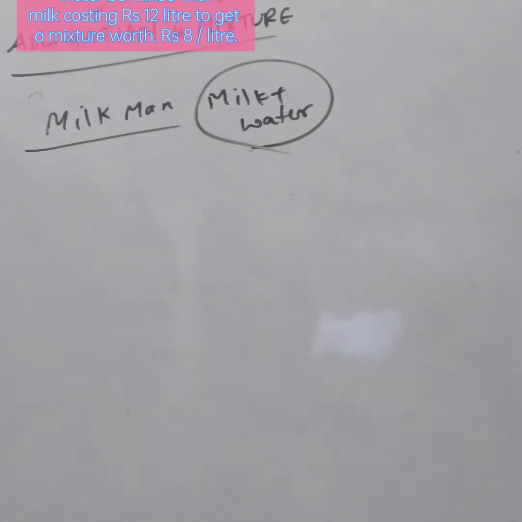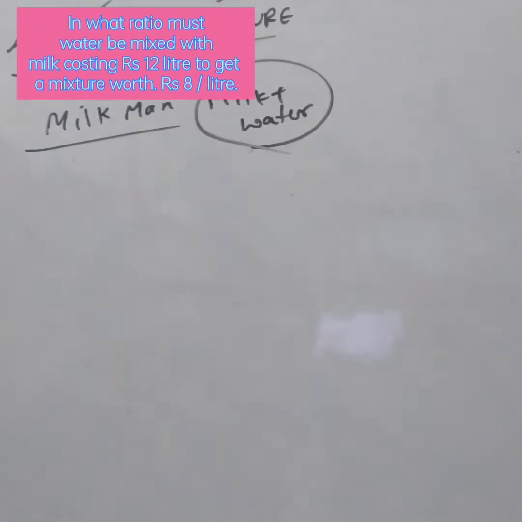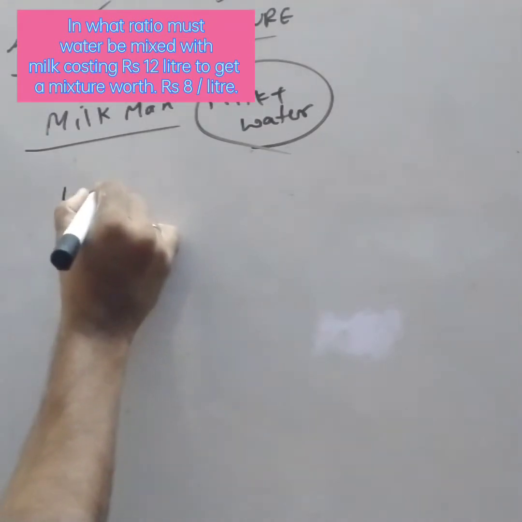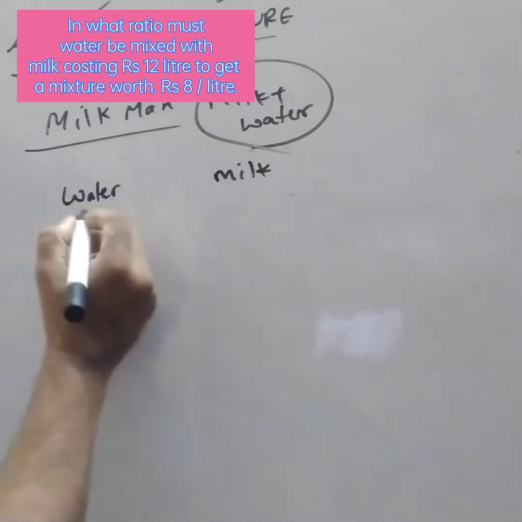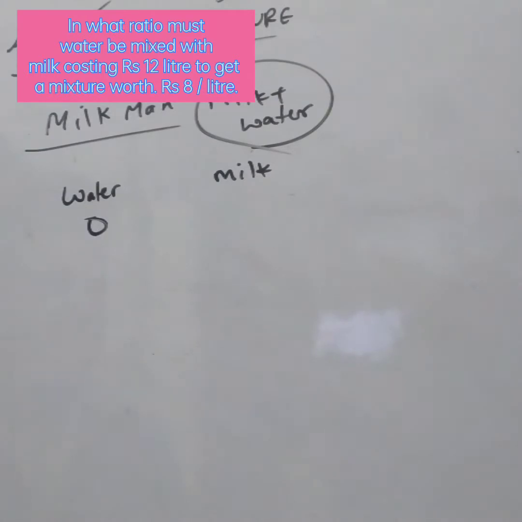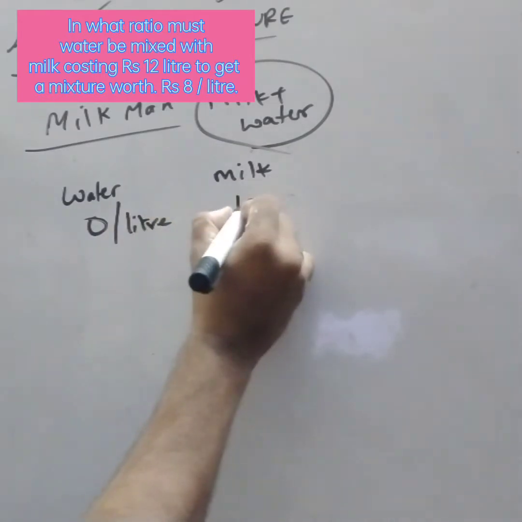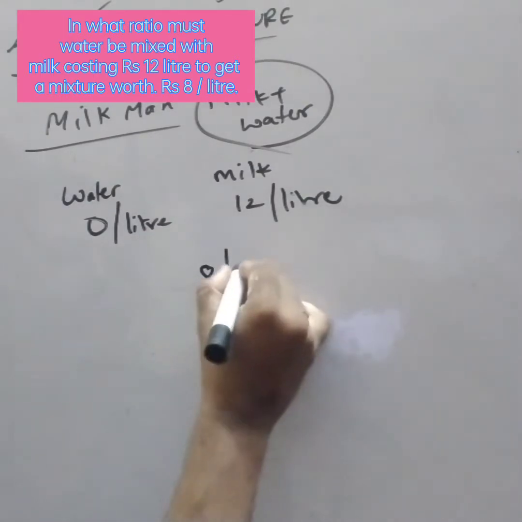Now let us see. In what ratio must water be mixed with milk costing 12 per liter? Suppose this is water. This is milk. You know water is free. We can take water from a pump or somewhere else. So the cost of the water is 0 per liter, and the cost of the milk he has given is 12 per liter. In what ratio must he mix water with milk costing 12 per liter to get a mixture? The mixture cost is 8 per liter.